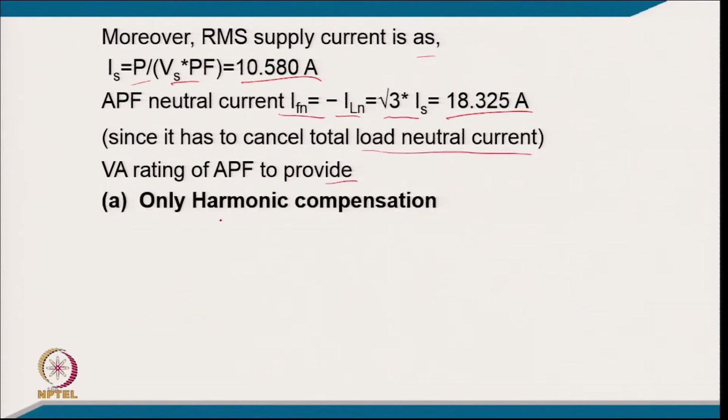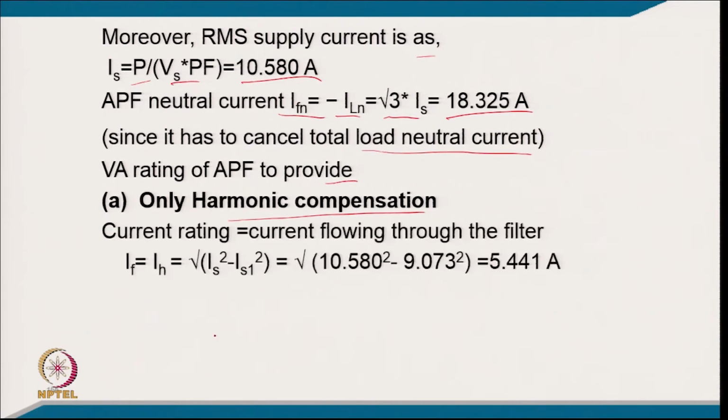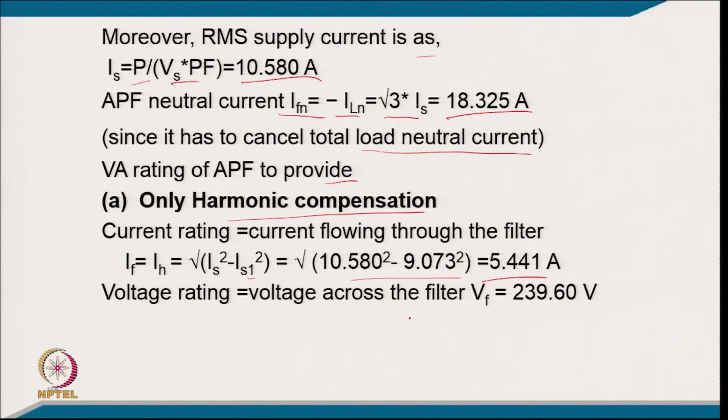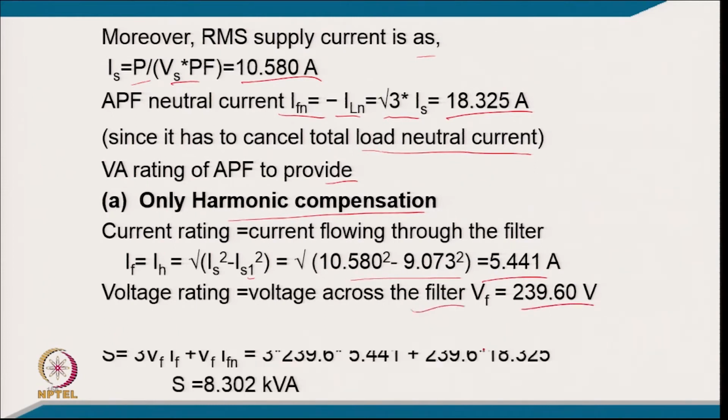And the VA rating of the active power filter, only for harmonic compensation, will be IF equal to IH, root of ISC square minus IS1 square. So, putting the value of this, it comes 5.411 ampere, and the voltage rating across the filter, of course, is the same as the PCC voltage, that is 239.6 volt, and the VA rating of the active filter will be 3 VFIF plus VFIF. Putting the value of these, it comes 8.302 kVA.